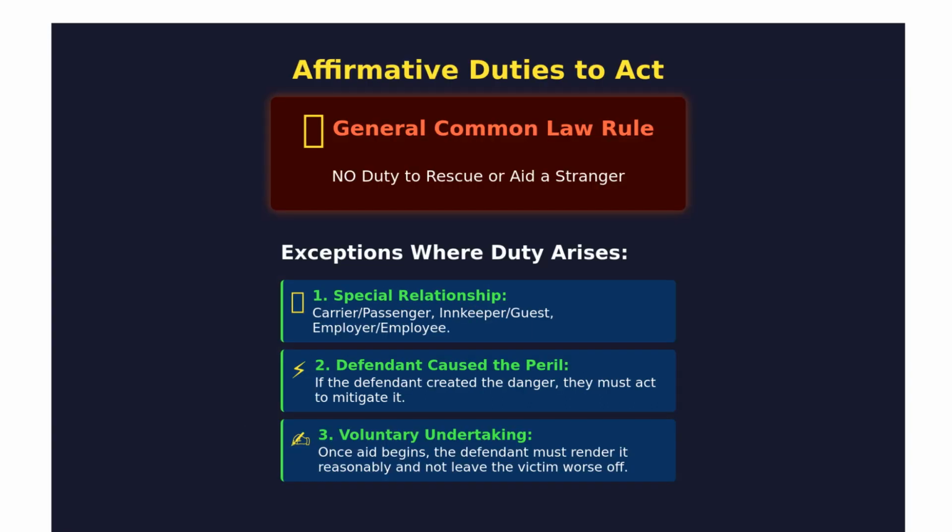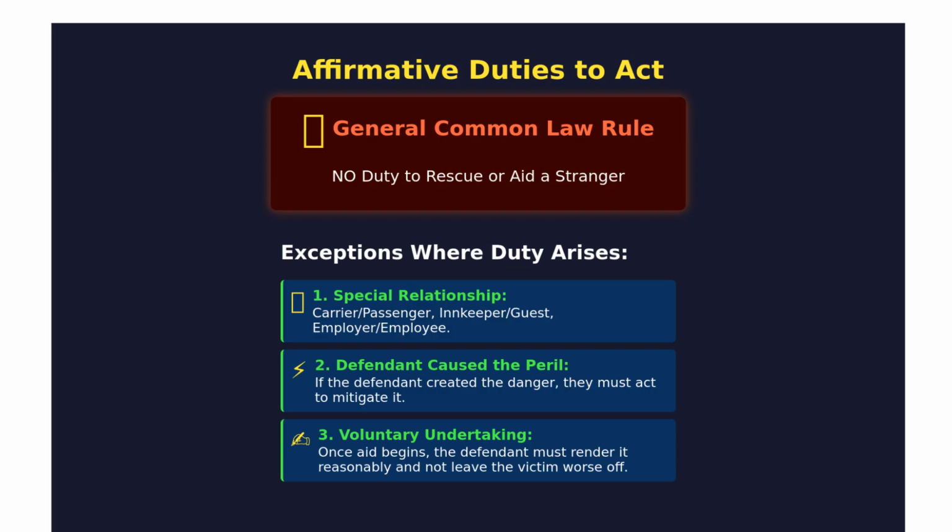We just examined duties that arise based on status, like landowner obligations or professional standards. Now, we turn to a distinct and often counterintuitive area: affirmative duties to act. Generally, under common law, there is no duty to rescue or aid a stranger, even if you could do so easily and safely.